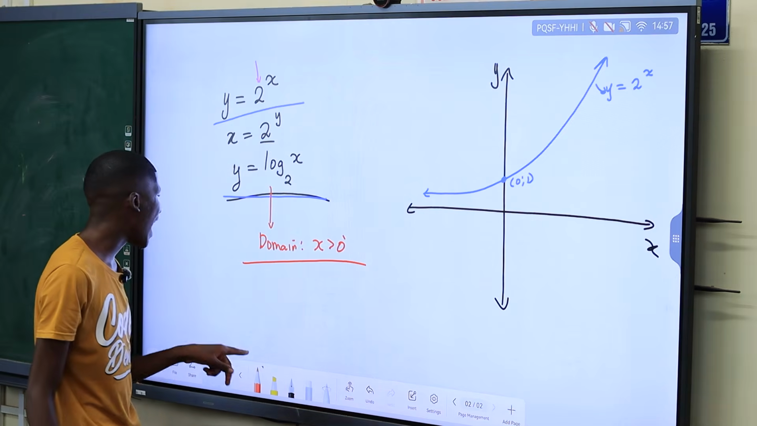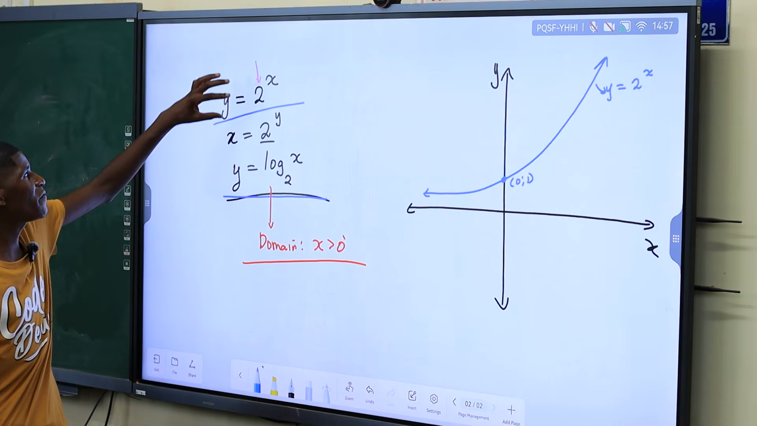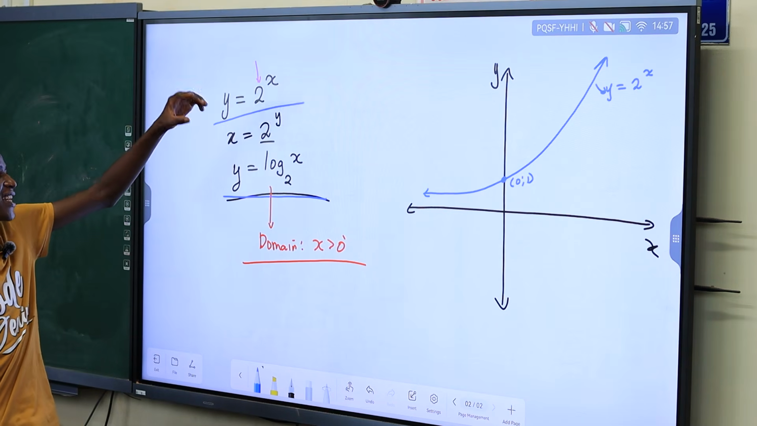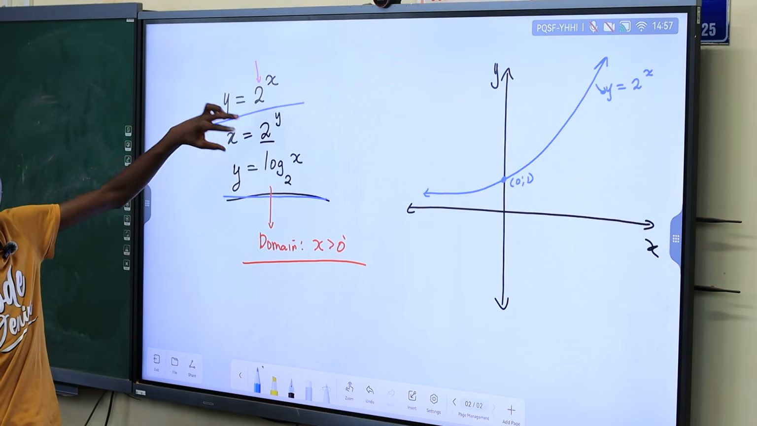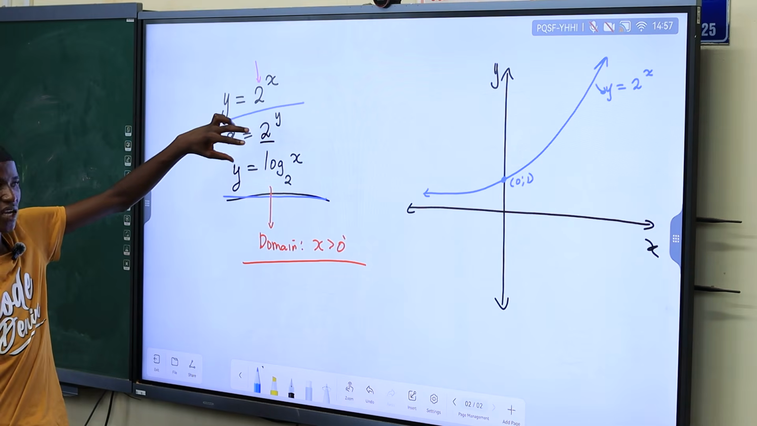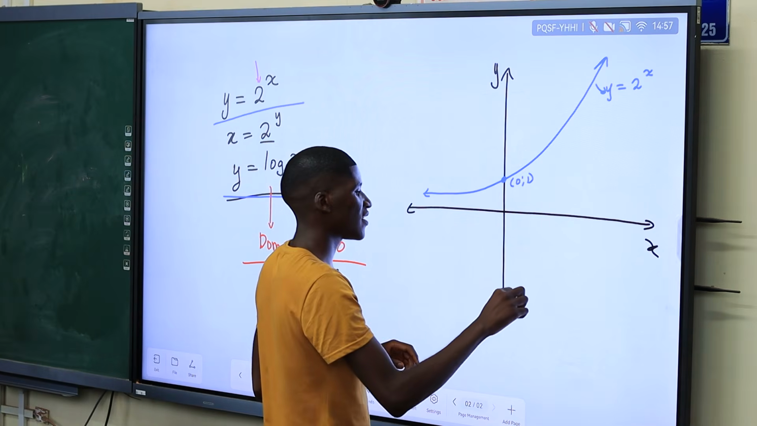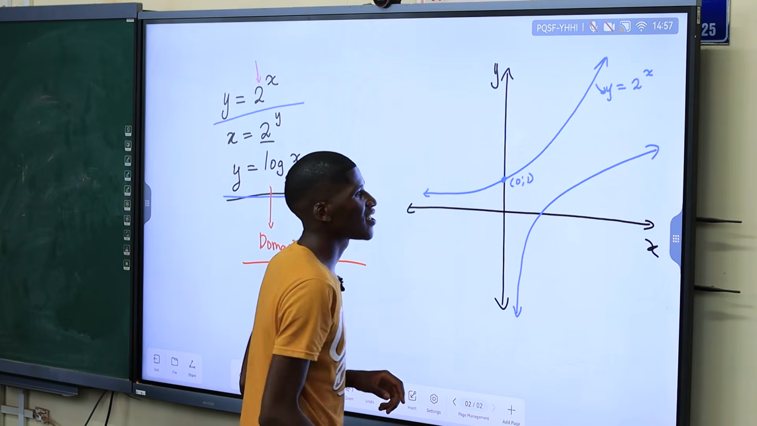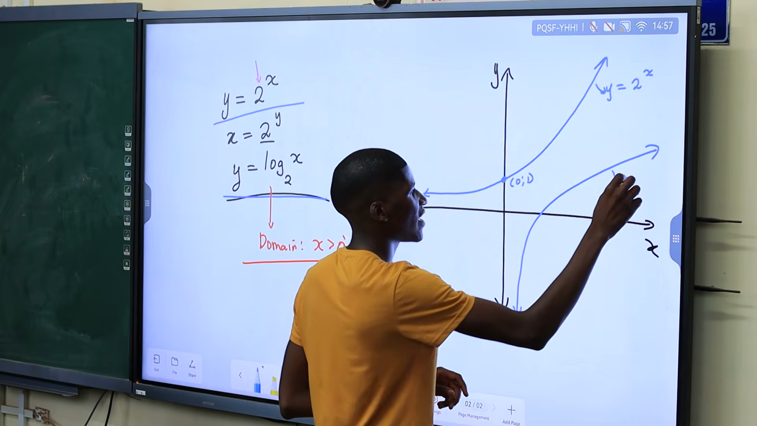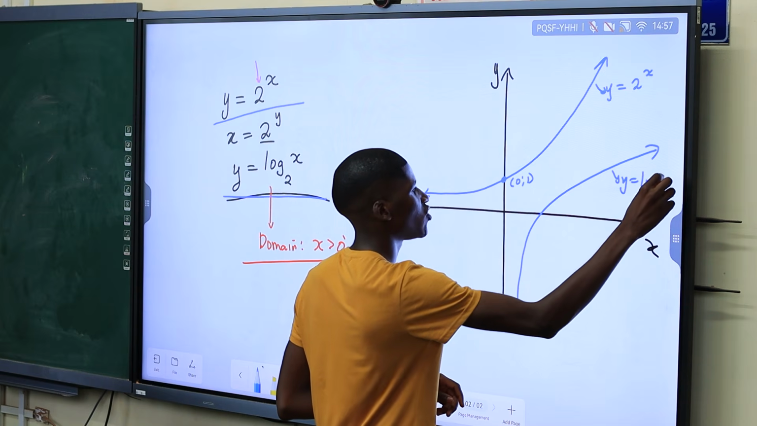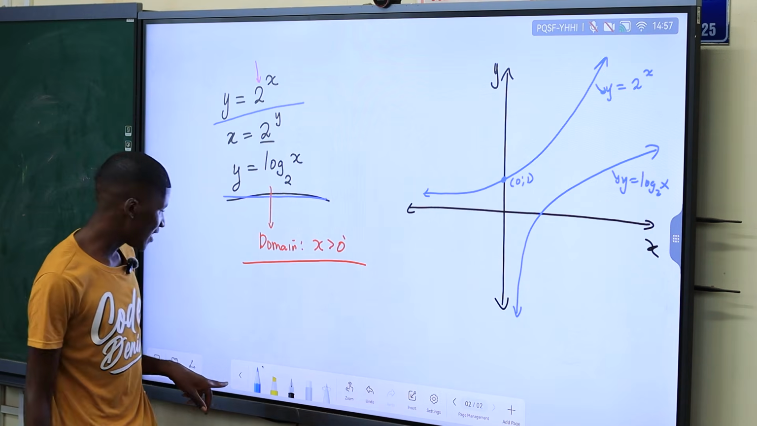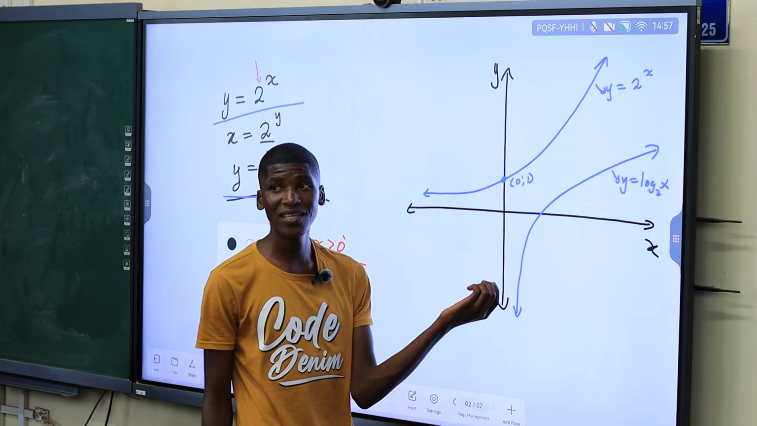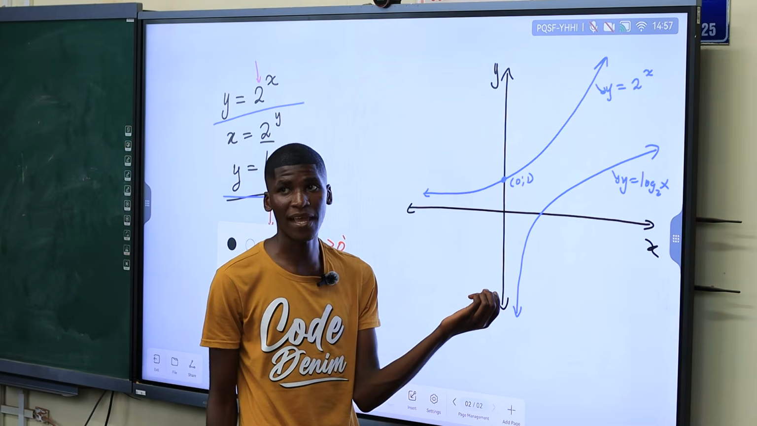So when we plot again, if the exponential function is an increasing exponential function, the logarithmic function is also increasing. So this one is an increasing logarithmic function given by y is equal to log base 2 of x. And we see that as we draw it, it can never intersect with the what? With the y-axis.